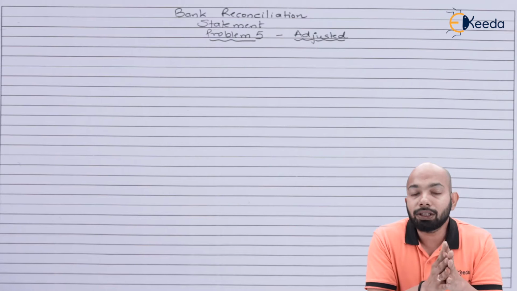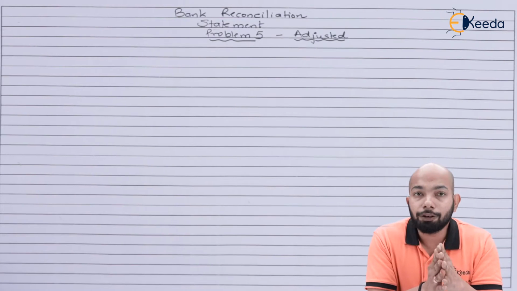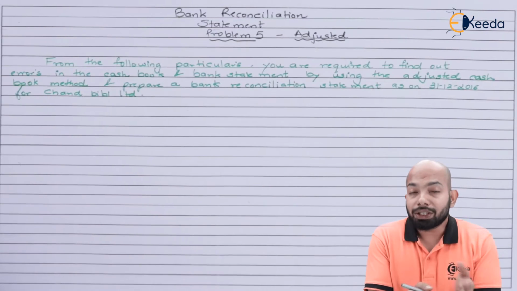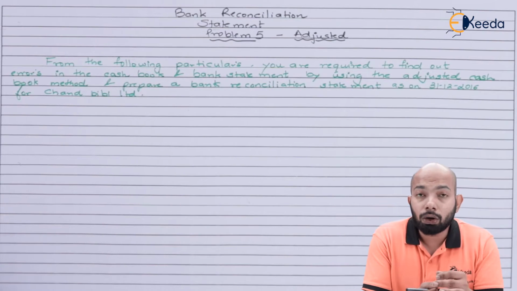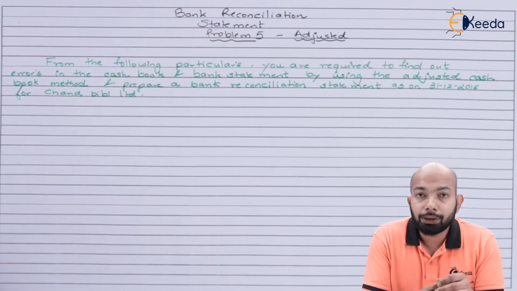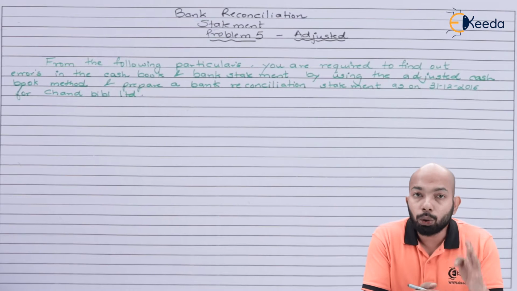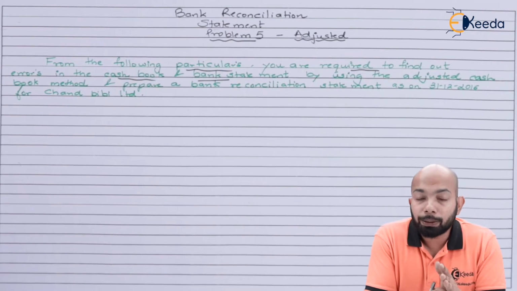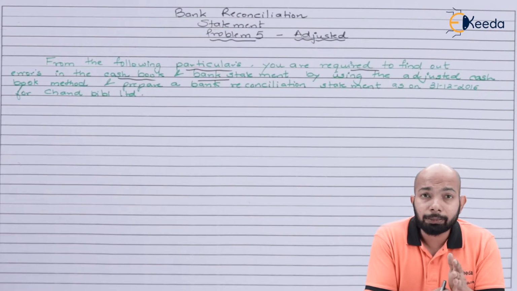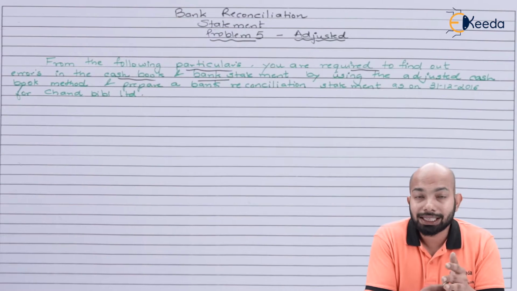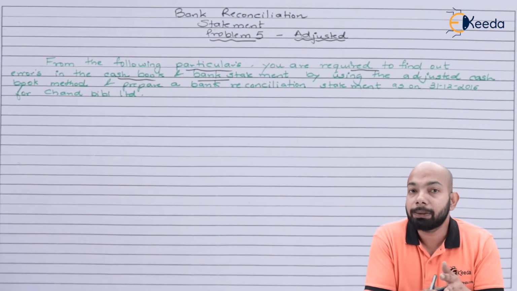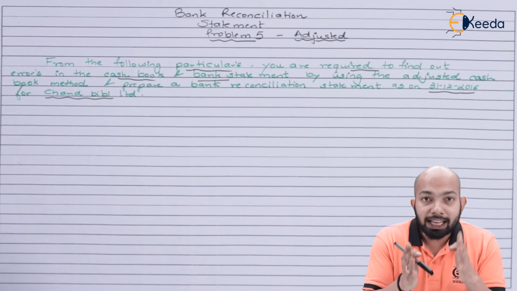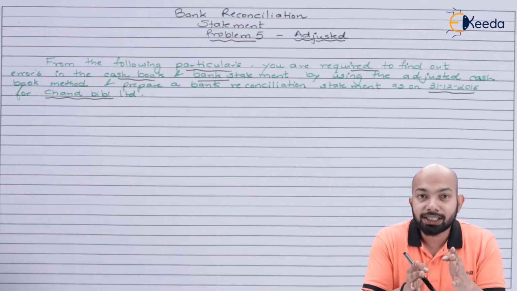So let's start with the illustration. We'll first jot it down for you and then we'll read it out. The question states that on the basis of the following information provided to you, you need to locate the errors of the cash book and then prepare the bank reconciliation statement as of 31st of December 2016 for Chand BB Limited.